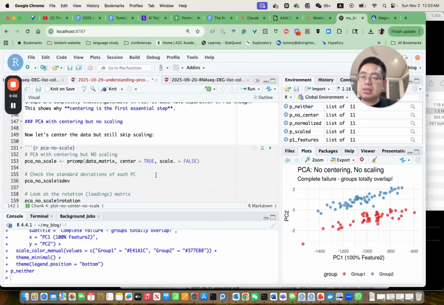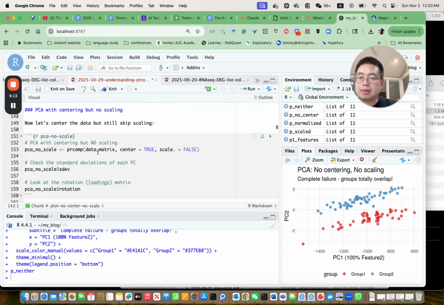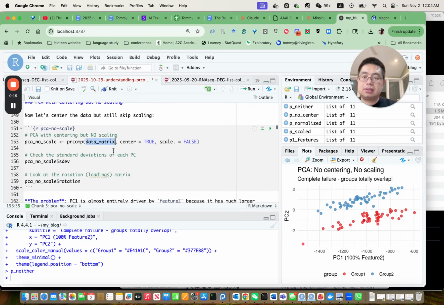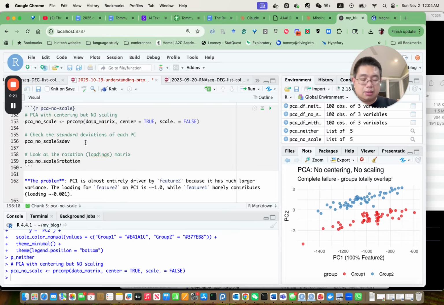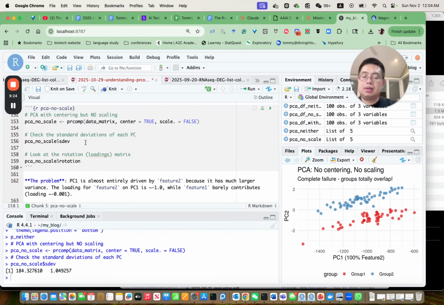So now let's center the data, but let's still skip the scaling. The same data matrix. Center equals true, scale equals false, no scale. And look at the standard deviation for PC1, PC2. Again, PC1 has much more variance or standard deviation here.